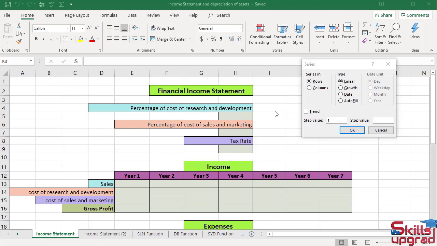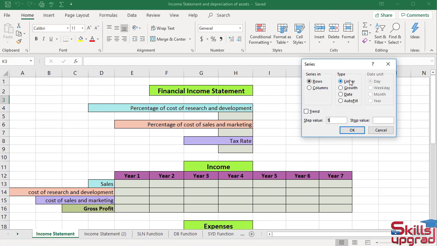To calculate a company's future income or revenue for its first 7 years, it is necessary to understand the concept of linear and growth trends. In the Series dialog box, under the Type section, you can see there are two options, linear and growth.